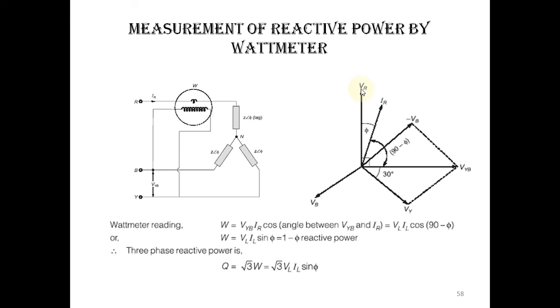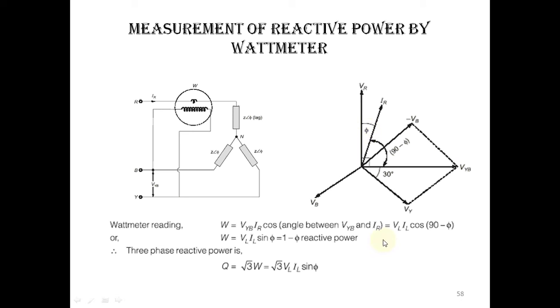Now we want the angle between IR and VYB. So VYB is there, IR is there. This angle is phi, and this whole angle is 90. So what is the angle shown by this arrow? 90 minus phi. So what does the W read? W reads VL IL cos(90 minus phi), or VL IL sin phi. So how to get three phase power? Multiply it by root 3. So root 3 VL IL sin phi.